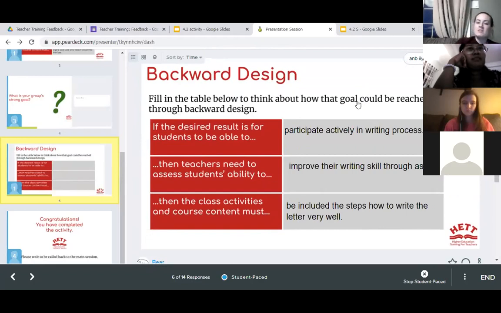If this desired result is for students to be able to participate actively in the writing process, I think that's pretty good. And teachers need to assess students' ability to improve their writing through assignments. So you could give different types of writing assignments. Then the class activities and course content must include the steps of how to write the letter very well. So I wouldn't just focus on letters, maybe make this a little bit more varied on the different types of writing that could be done.